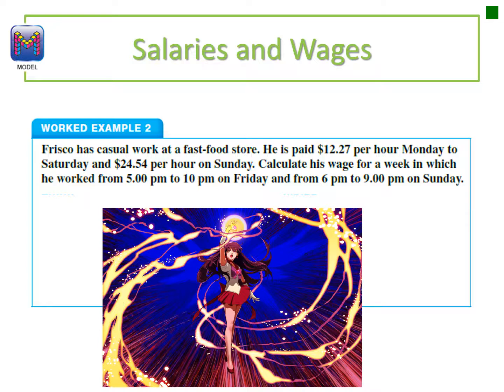Frisco works at a fast food store. What's he get paid? $12.27 per hour. So that's an important number. But that's when he works on Monday to Saturday. $24.54 per hour on Sundays. So calculate his wage for the week where he works these hours on Friday and these hours on Sunday.